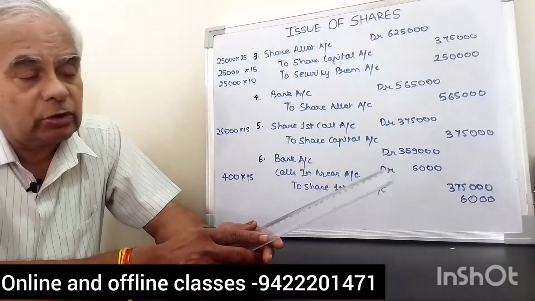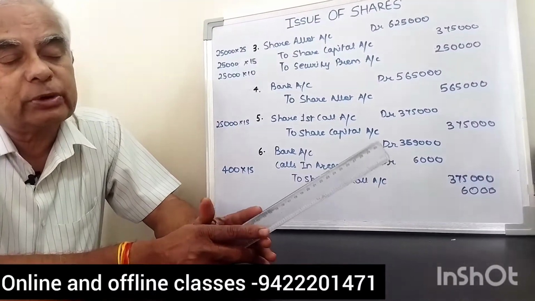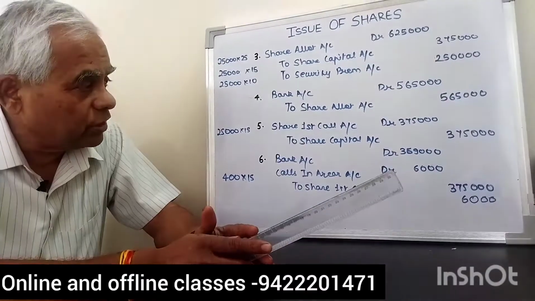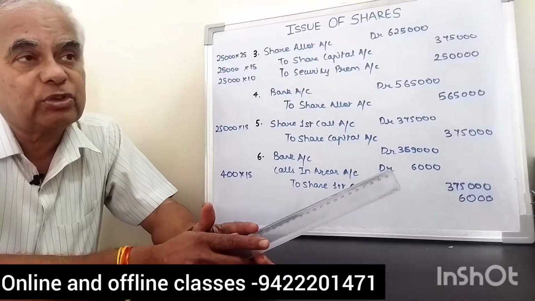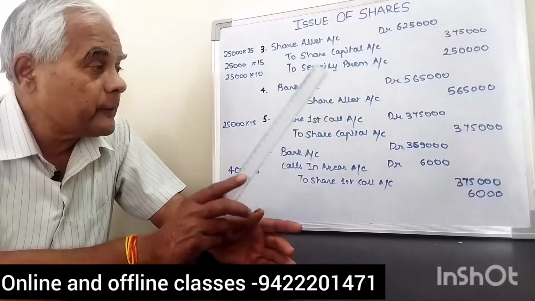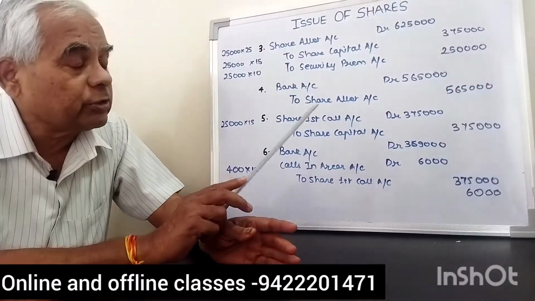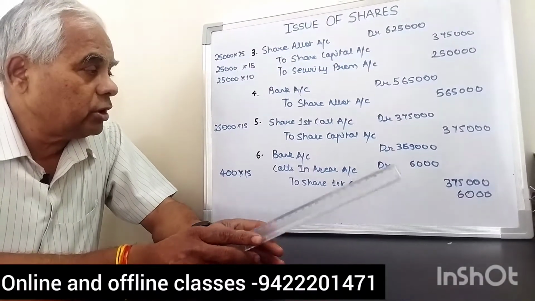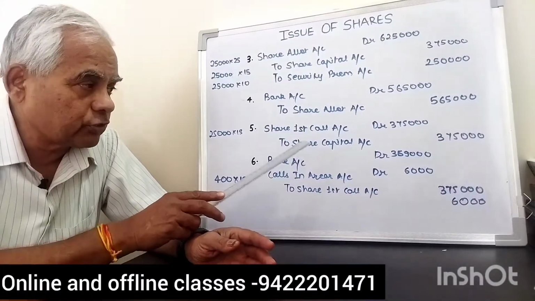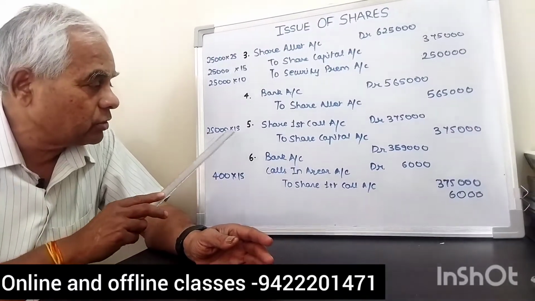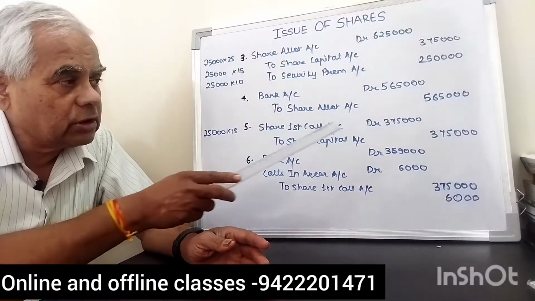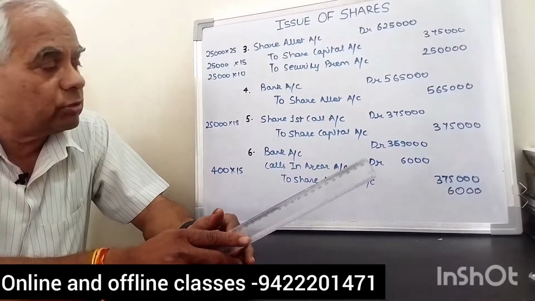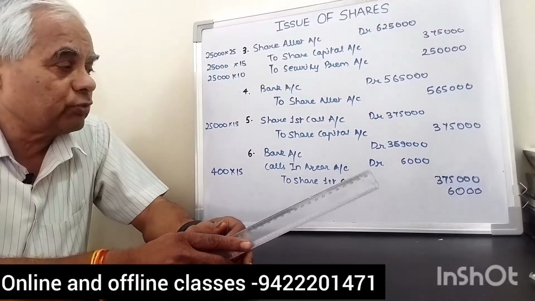Bank account debit to share allotment account. Narration being, share allotment received with security premium on 25,000 shares at rupees 15 each and rupees 10 each respectively after deducting advance receipt of share allotment. Now first call due. Share first call account debit to share capital account 25,000 into 15, 3,75,000. Being share first and final call due on 25,000 shares at rupees 15 each.